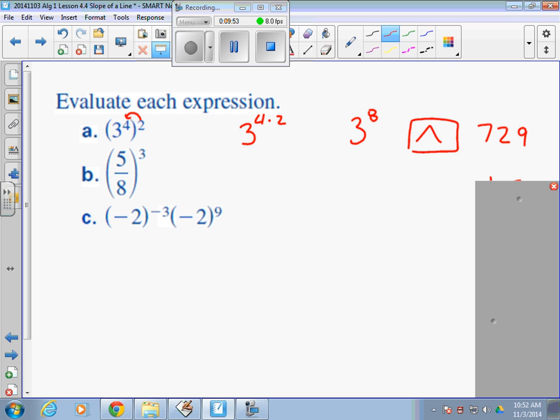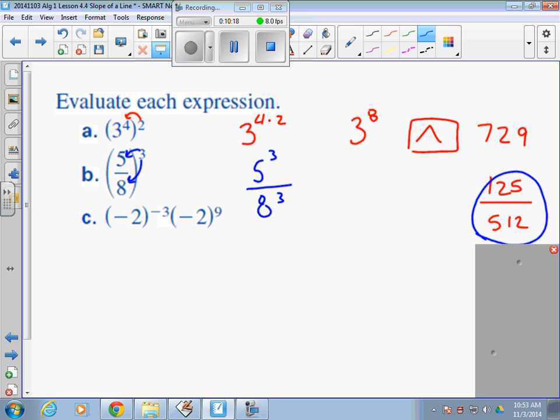B says 5 over 8 to the 3rd power. Remember, both terms get raised to the third power. So 5 to the third power over 8 to the third power. 5 to the third power is going to be 125. 8 to the third power is going to be 512. Let's just leave it like that for right now. It could possibly simplify, but we're going to spend too long fooling with it.